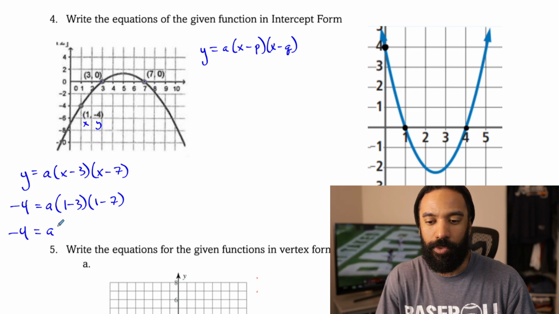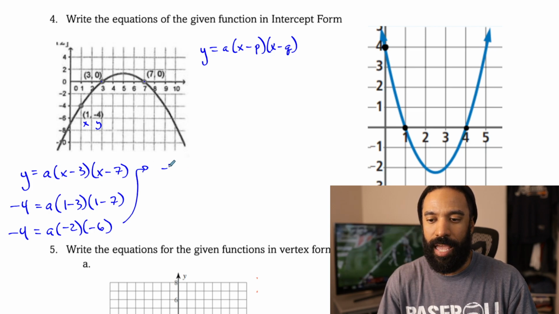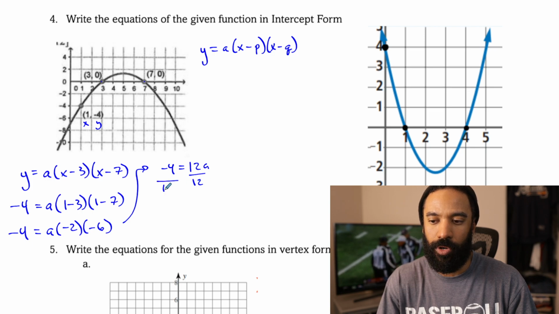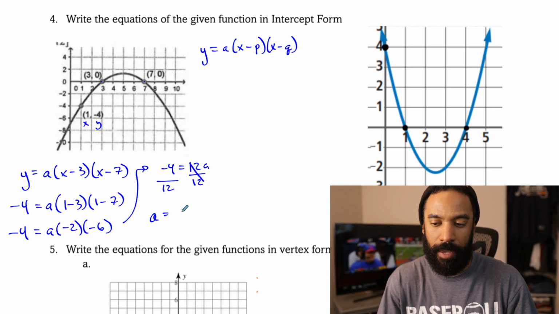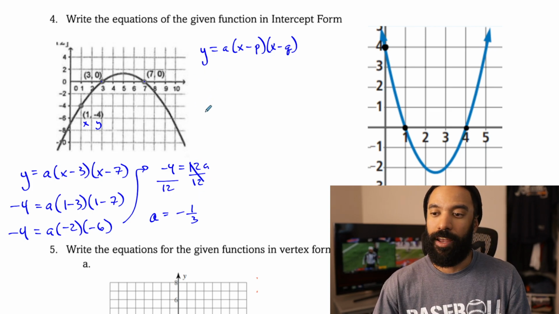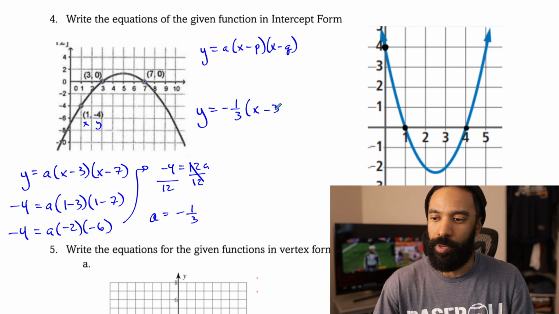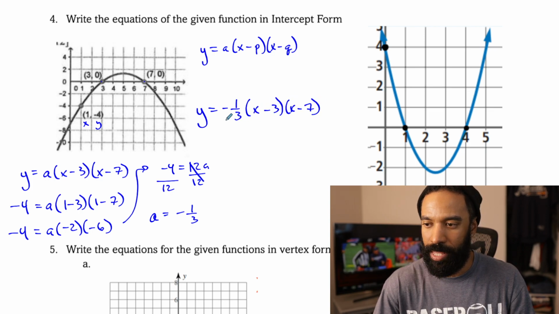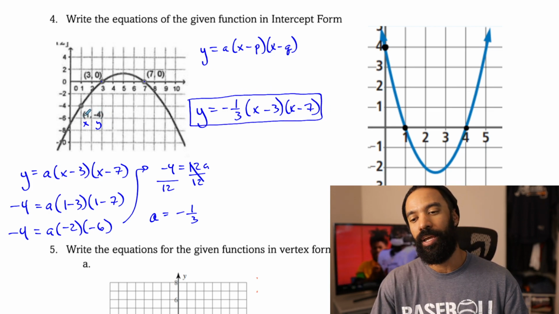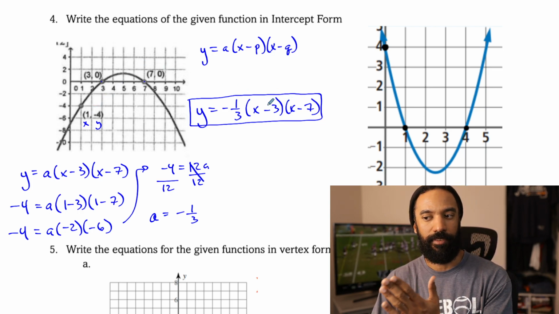So -4 equals a times -2 times -6. Okay, -4 equals 12a. Divide both sides by 12, and as a reduced fraction, this is where I am going to write a fraction, a is -1/3. So our final equation will be y equals negative 1/3 times x minus 3 times x minus 7. You restore the x and y variables because we have to represent the entire graph, not just that single point. The single point was meant for us to then be able to find the a value based on this, and that is our a.